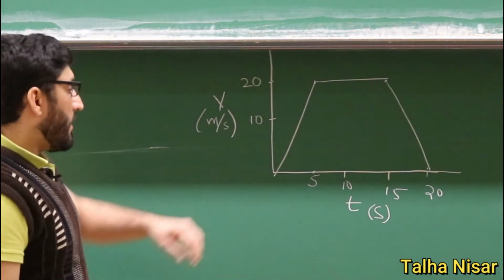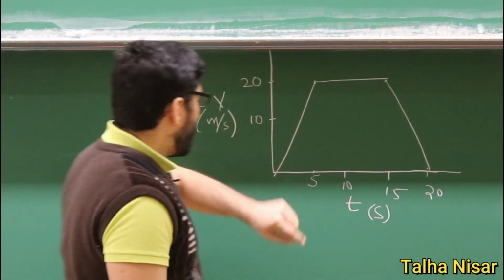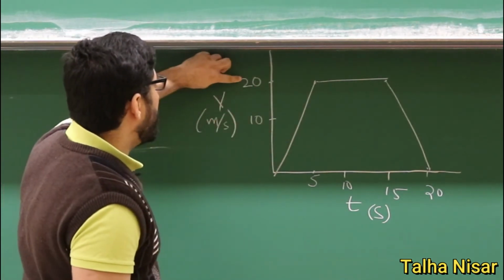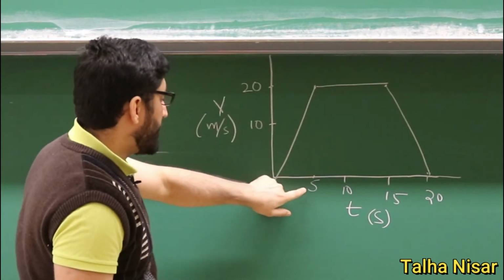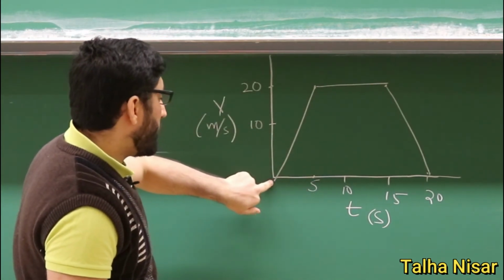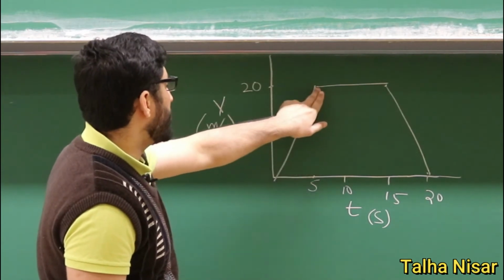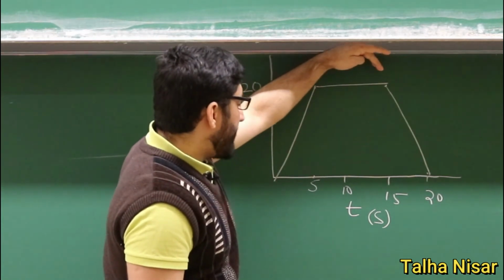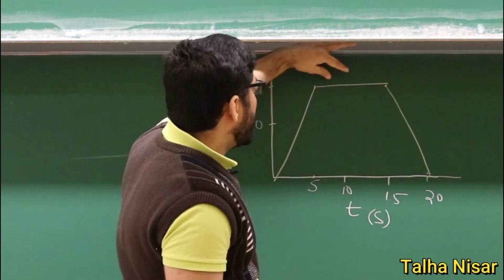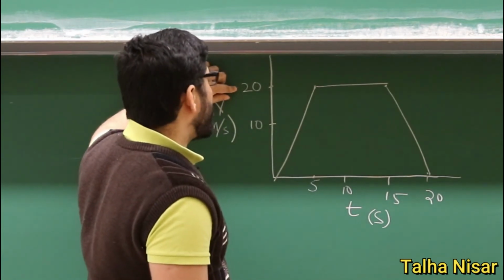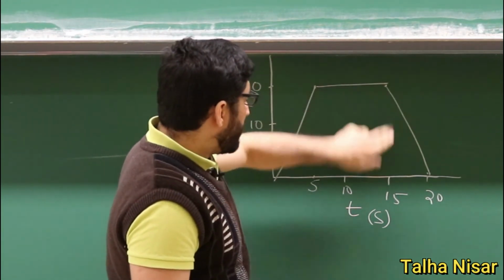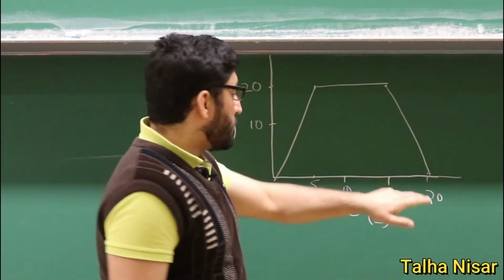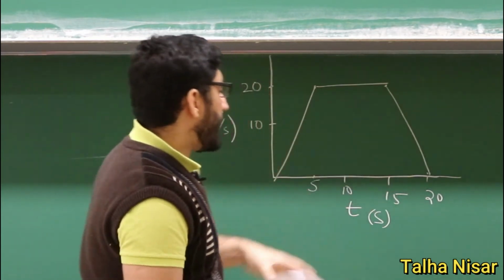So this is what actually happens. With the passage of time, the velocity increases from 0 to 20 meters per second in 5 seconds. At 0 seconds, the velocity was 0. After 5 seconds, the velocity is 20 meters per second. For the next 10 seconds, from 5 seconds to 15 seconds, the velocity remains at 20 meters per second. And after 15 seconds, the velocity reduces to 0 in the next 5 seconds.